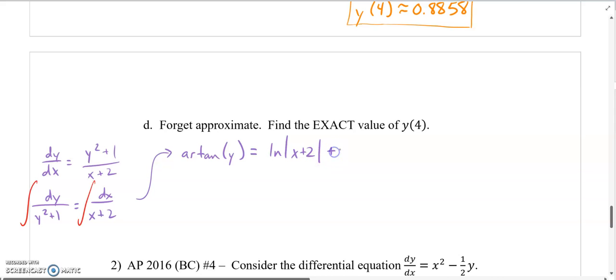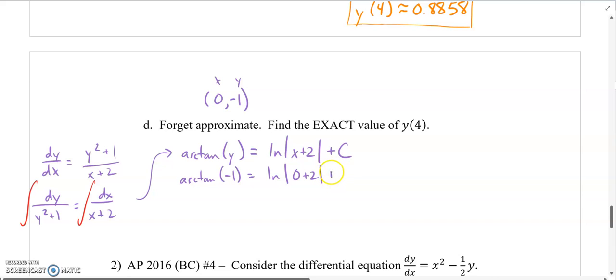Now, of course, we want that plus c value. Remember that our initial value is 0, -1. That's my x and my y value. So I'm going to go ahead and solve for c now. If you want to solve for y first and then solve for c, fine. It's a matter of preference. It really doesn't matter.